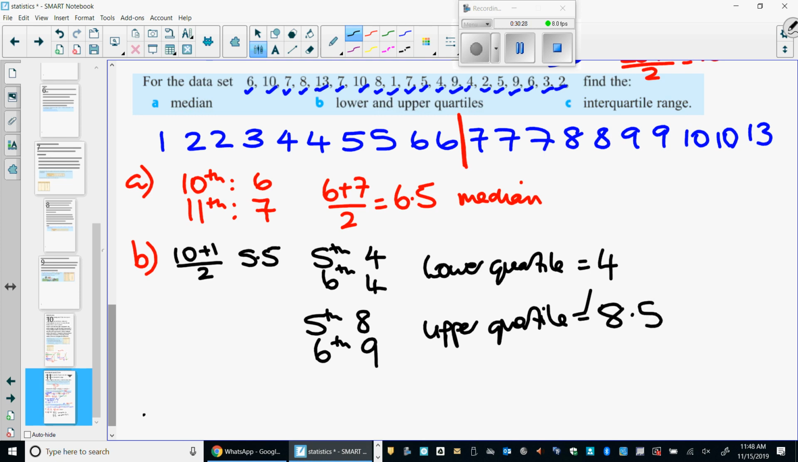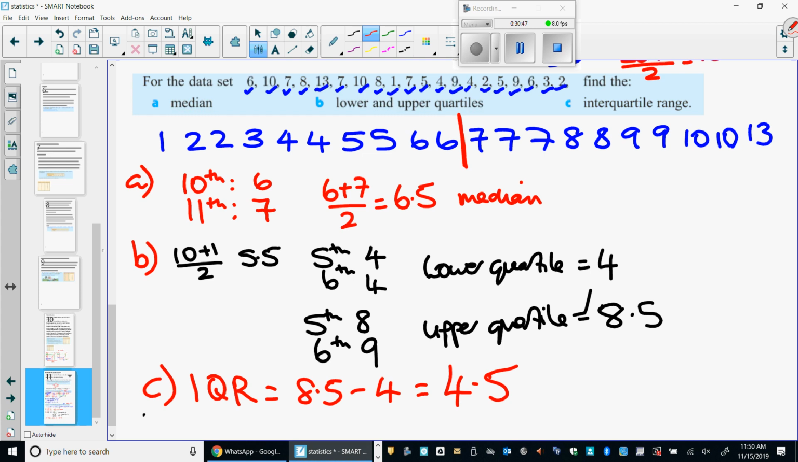Okay, I'll fix it. So part C would then be finding the interquartile range, which we've talked about is the upper quartile subtract the lower quartile. So the interquartile range would be 8.5 subtract 4, which is 4.5.